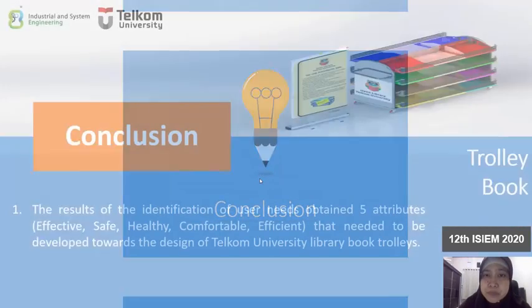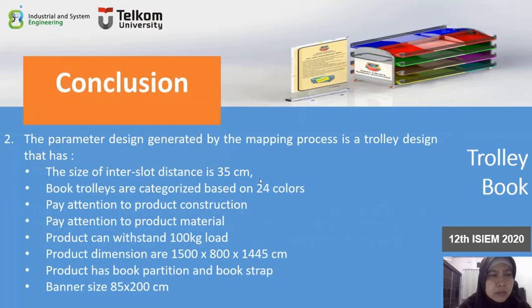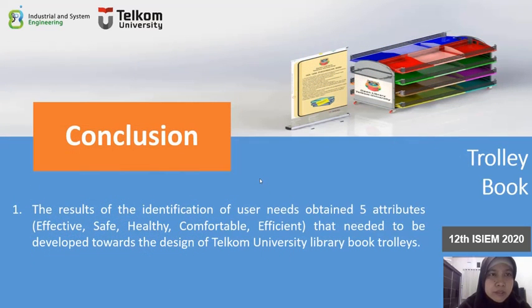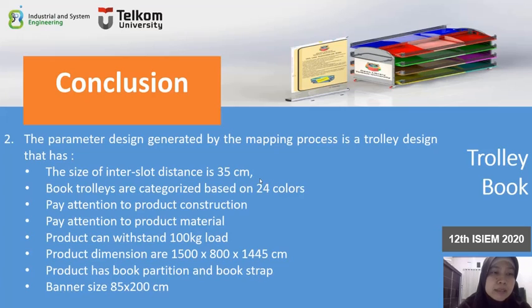And after RULA, this is the conclusion of our research. The result of the identification of user design obtained 5 attributes: effective, safe, health, comfortable, and efficient, that need to be developed toward the design of Telkom University library book trolley. And the second is the parameter design generated by the mapping process is a trolley design that has the size of interslot distance is 35 centimeters. Book trolley are categorized based on 24 color.